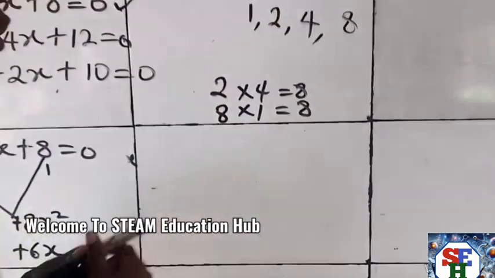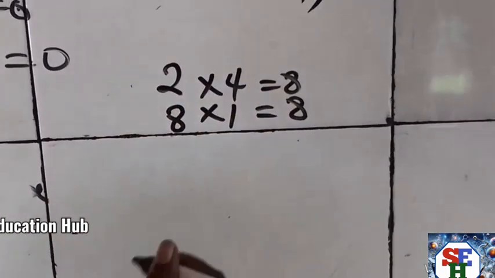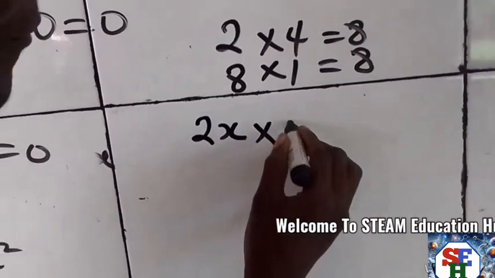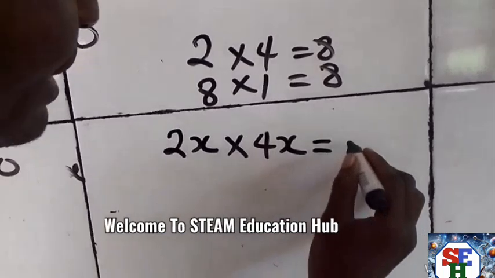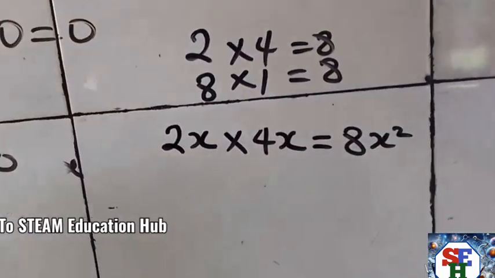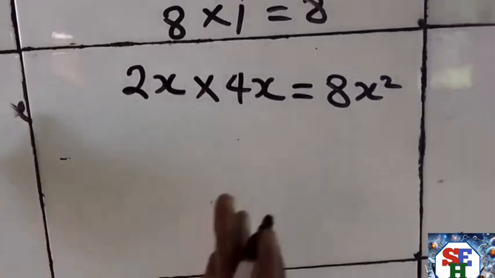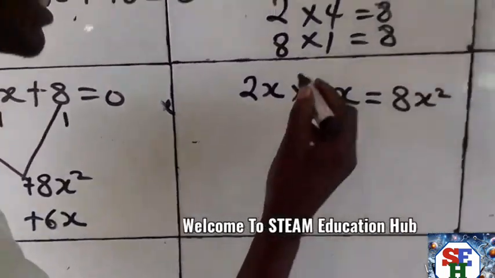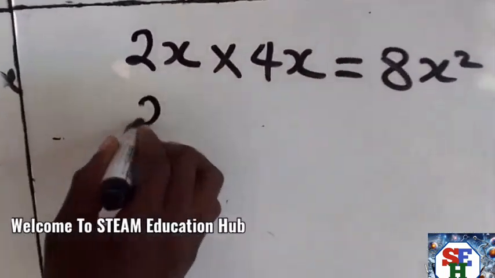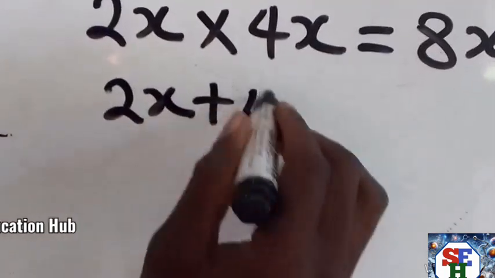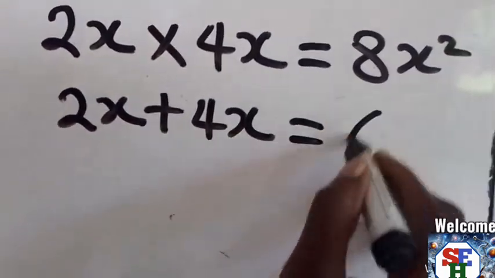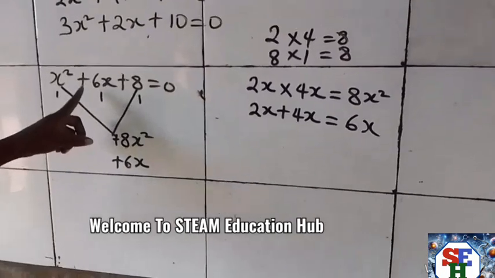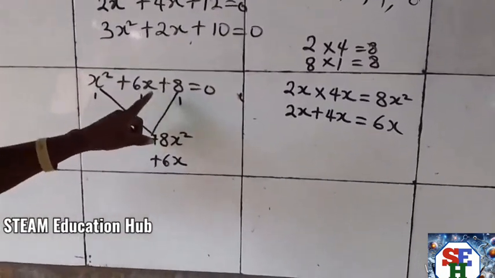So I want you to take note very well. With these two factors, let's pick the first one. For example, we have 2x multiplied by 4x, which will give us 8x squared. And let's look at it again. If we can add them or subtract them, that will give us this 6x. Now, let's add them together. We have 2x plus 4x, which will give us 6x. You can see it has given us the number in the middle, which is our 6x.